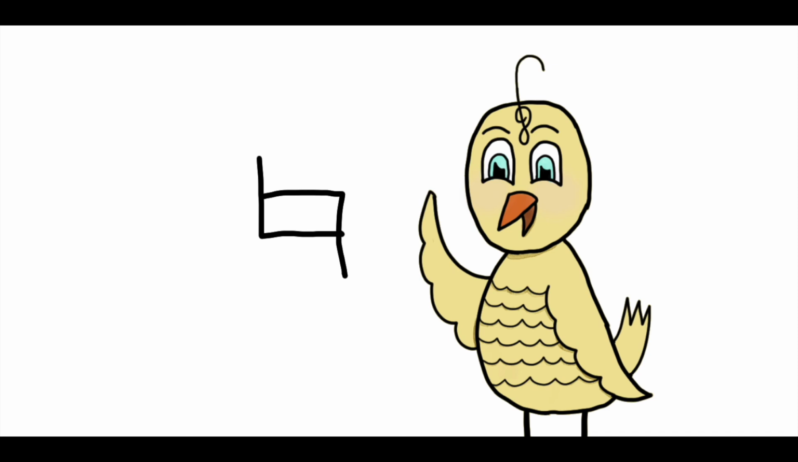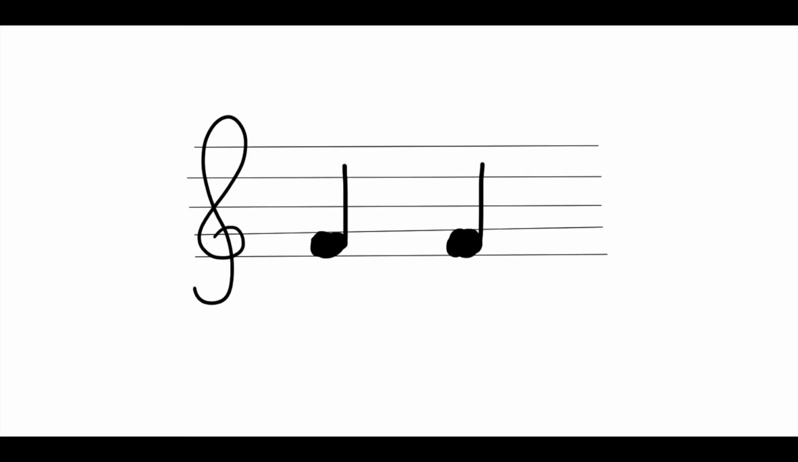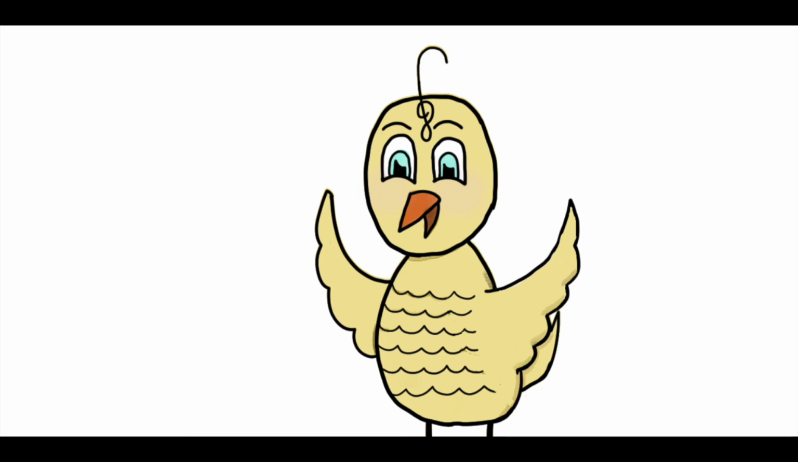The last symbol we'll be talking about is the natural symbol. This symbol cancels the effects that any other accidental has on a note in that measure. For example, if you were to notate 2 Fs and the first F was an F sharp, a player will usually assume that the second F is also an F sharp. If you wanted to go back to a regular F, you would have to put the natural sign. And remember, any note that does not have an accidental beside it or in the key signature is automatically considered a natural note. And that's that, as simple as that.